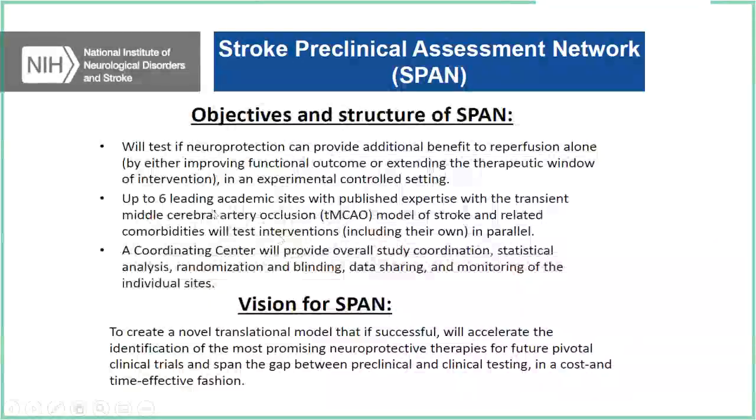The 6 leading academic sites that already have experience in this will be doing the study in parallel, and there will be coordination among this group so that the failure of future neuroprotectant trials can be prevented. The overall vision of SPAN is to accelerate the identification of the most promising neuroprotective drug in the treatment of acute stroke.